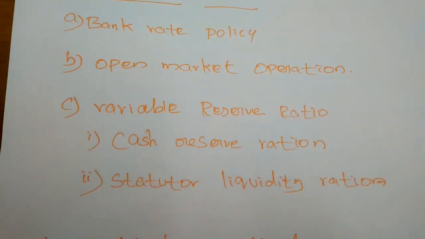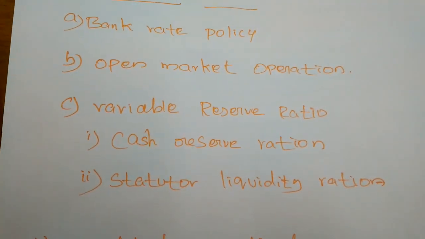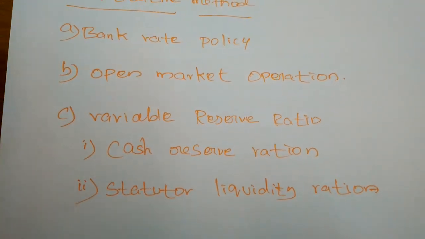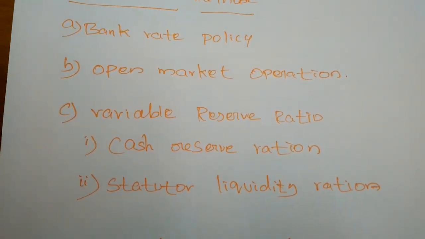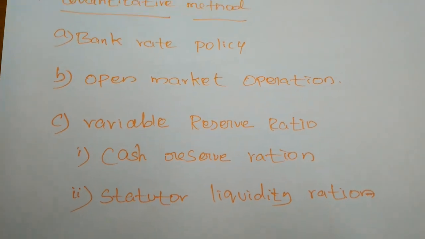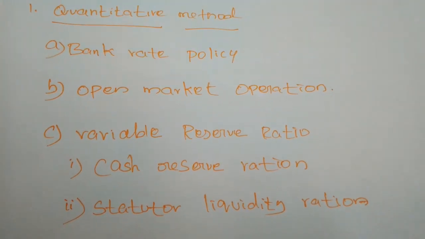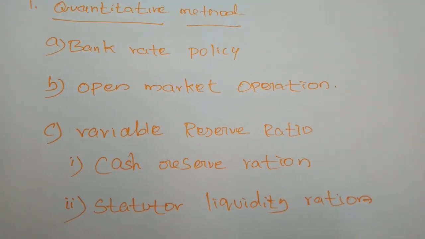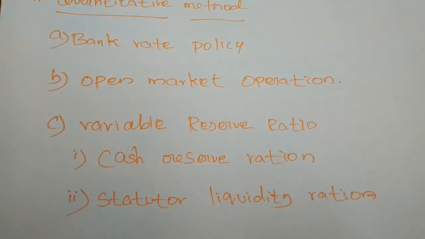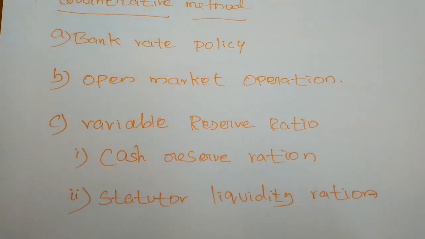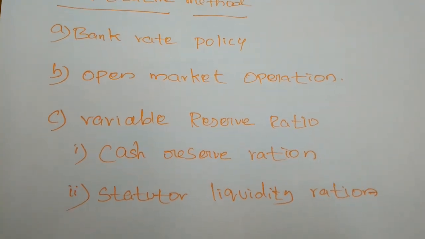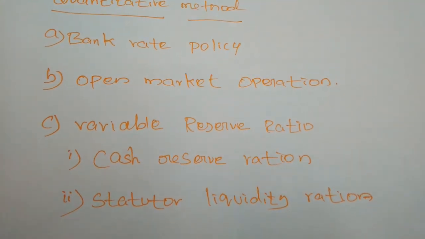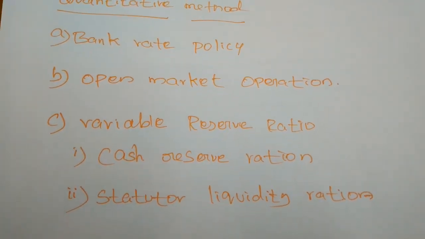Next, open market operations. Open market operations mean the central bank starts the purchase and sale of government securities in the money market. Already we have studied that on behalf of the government, the Reserve Bank of India sells and purchases the securities and debentures. On the basis of inflation and deflation time, it will sell and buy.